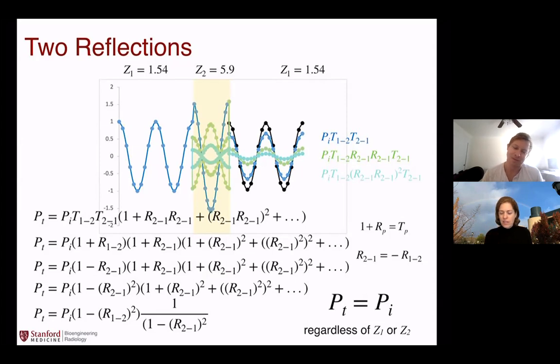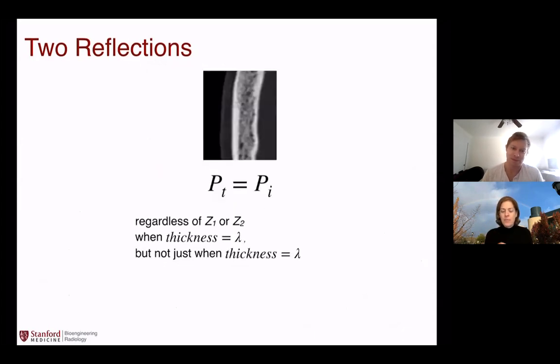Okay. So I said here that it had to be one cycle so that the thickness is equal to one wavelength, but that's not exactly right. And it's not just when the thickness is equal to one wavelength. I mean, it is true that when your thickness is equal to one wavelength, then the transmitted pressure is equal to the incident pressure, regardless of those acoustic impedances. But let's look at the relationship as we change the thickness with respect to the wavelength.